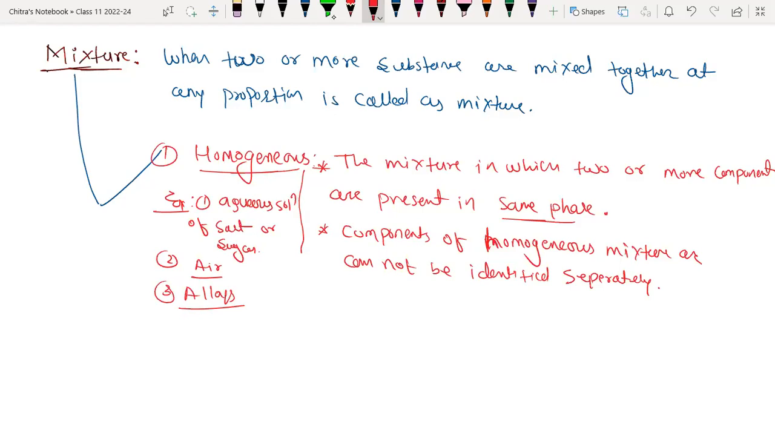Yes, sir. Sir, basically, if we take 5 ml of one part of the solution and another 5 ml, the concentration will be the same. We are not discussing concentration here. We will discuss that also.